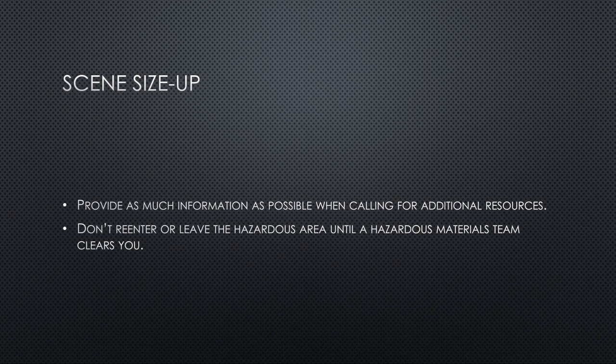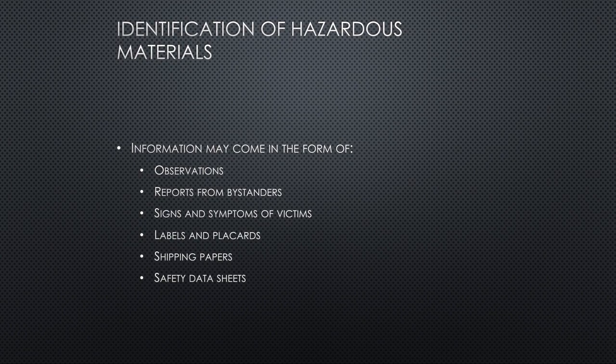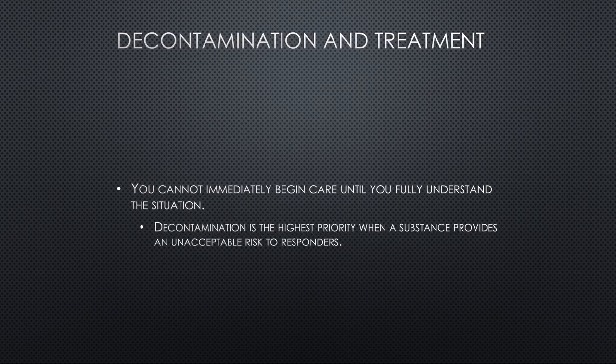And remember, information on these calls comes from many different places: observations, reports from bystanders, signs and symptoms of the victims, labels and placards, shipping papers, MSDS sheets. All of those are good resources for information to identify the hazardous material that you're trying to figure out, and the different signs and symptoms it could cause, and the type of decontamination that needs to be done. All that stuff can be found in the ERG.